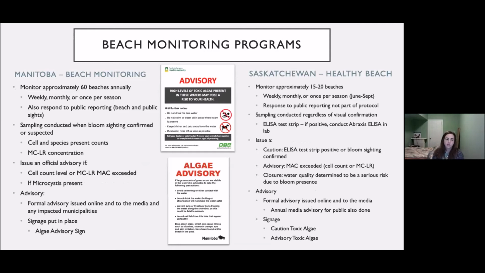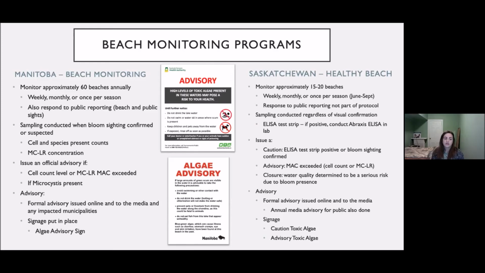But otherwise, they do weekly, monthly, or once per season monitoring, and they conduct an annual site assessment protocol to see which ones they're going to visit weekly, monthly, or once per season based off of popularity of the beach and past occurrences of blooms and E. coli. Sampling is conducted when a bloom sighting is confirmed or suspected.